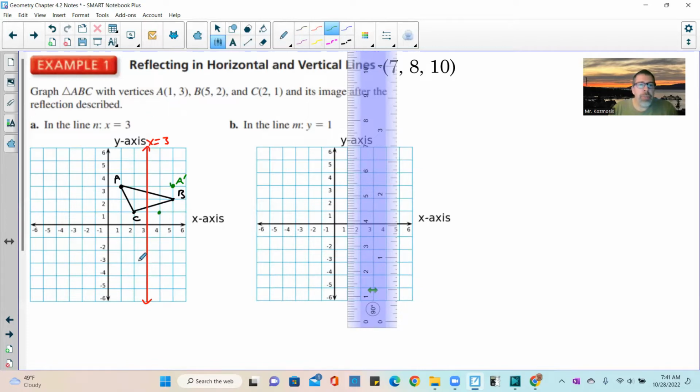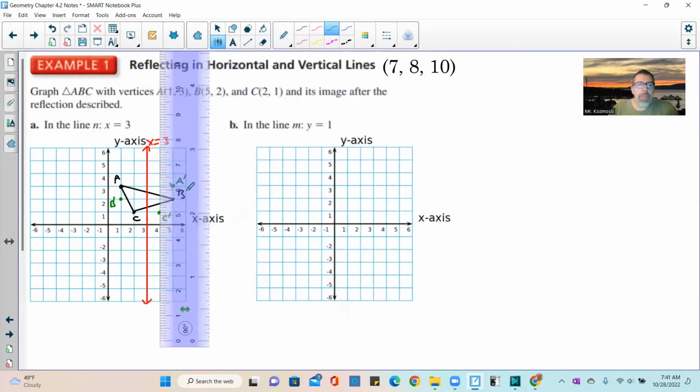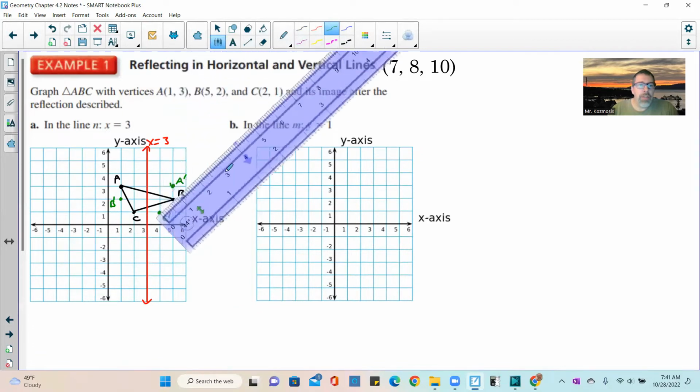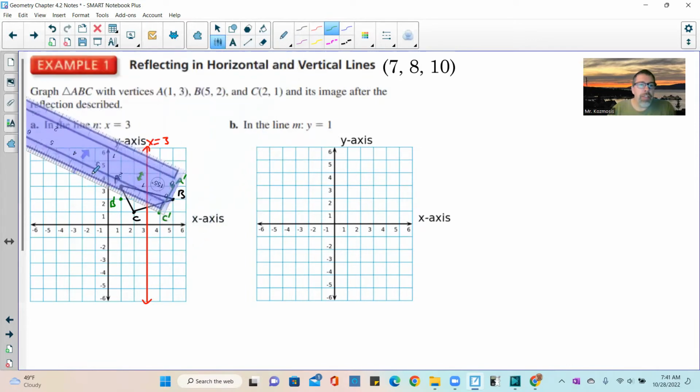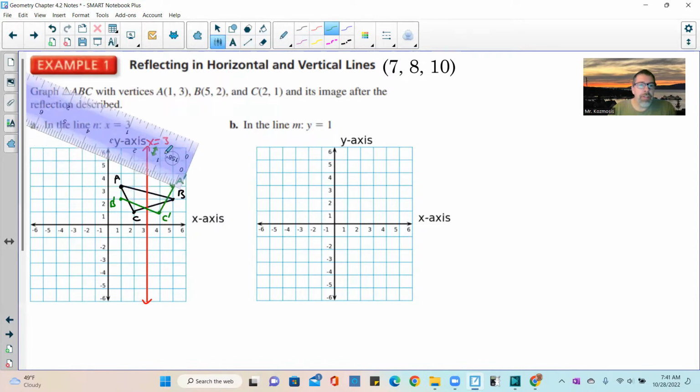So picture this paper being folded right on this red line. C would end up there, A would end up there, and B has to go to the other side of the line of reflection. So B went left 2 to get to the line, so left 2 more to get to here, and that would be B prime, and this is C prime. Okay, and then all we have to do now is graph the lines. Create the line segment C prime A prime, create the segment C prime B prime, and then finally segment A prime B prime.